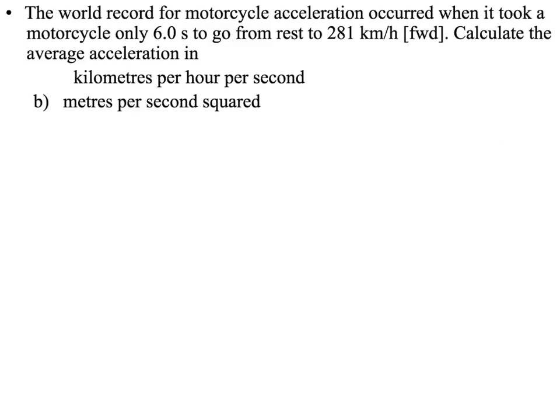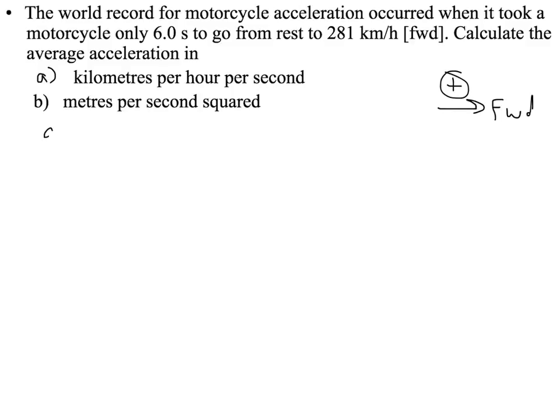The world record for motorcycle acceleration occurred when it took a motorcycle only 6 seconds to go from rest to 281 kilometers per hour forward. Calculate the average acceleration in A, kilometers per hour per second, and B, meters per second squared. So, first of all, let's set up our positive directions. So we're going to call this forward, and we're going to call that positive.